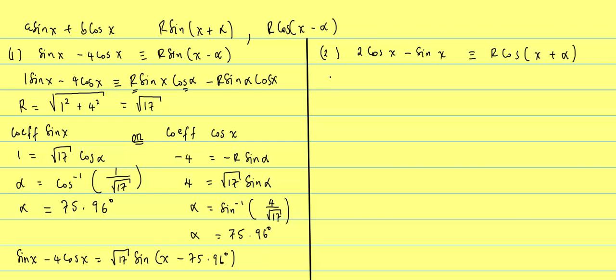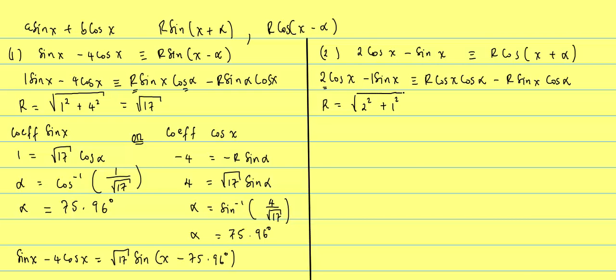Now let's move on to question 2, doing a similar thing where we expand the right hand side and keep the left hand side the same. We're going to have this being identical to r cos x cos alpha, but because it's a plus here, then this becomes minus r sine x sine alpha. Now again, the value of r is given by the square root of the sum of the squares of the coefficients, and here it's going to be negative 1, so plus 1 squared, plus 2 squared, which is 4, plus 1 squared, so that will be the square root of 5.